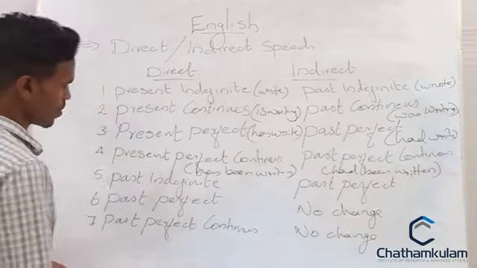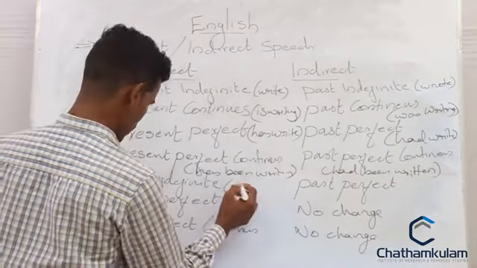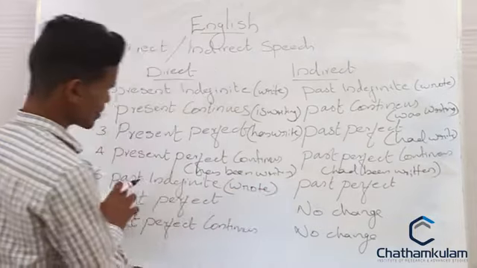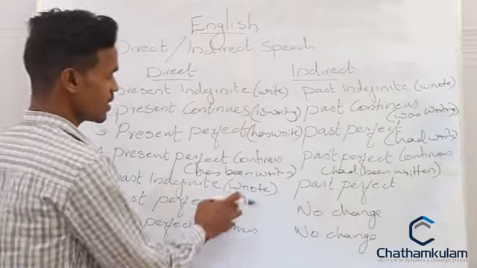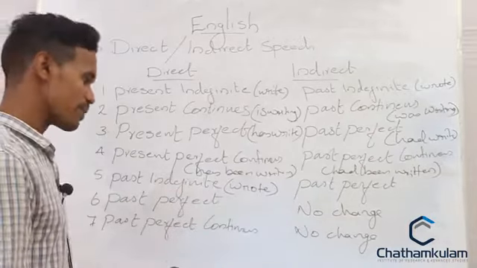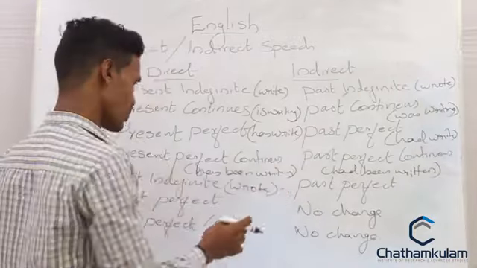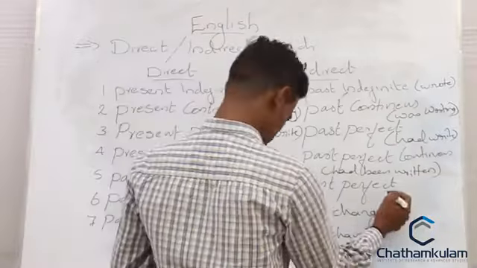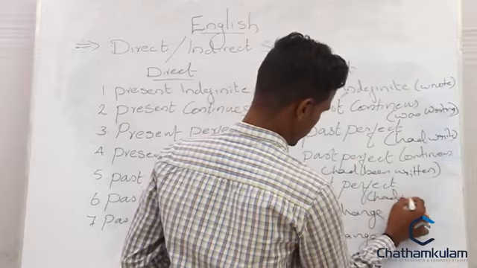Past indefinite is not like a concluded one, so it will be as wrote. Past indefinite means it may happen or it may not happen. It will be the same as what happens in the past indefinite, and it will change into past perfect: had been writing, or had written.